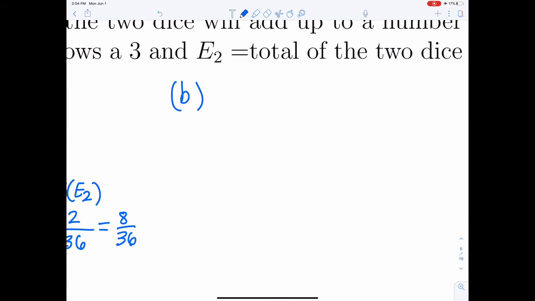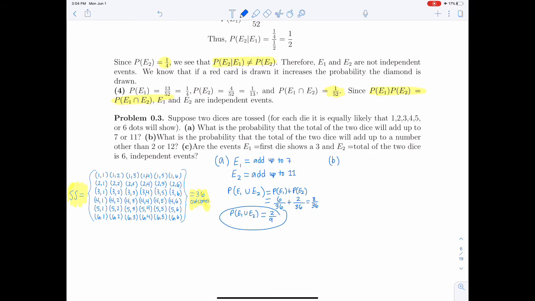So for B, we would like to know, what is the probability that the total of the 2 dice will add up to a number other than 2 or 12? The key here is that they say other than, which hints that we're probably going to use the complement rule. So we basically are going to do it the exact same way we just did A, but we will use the complement rule at the end.